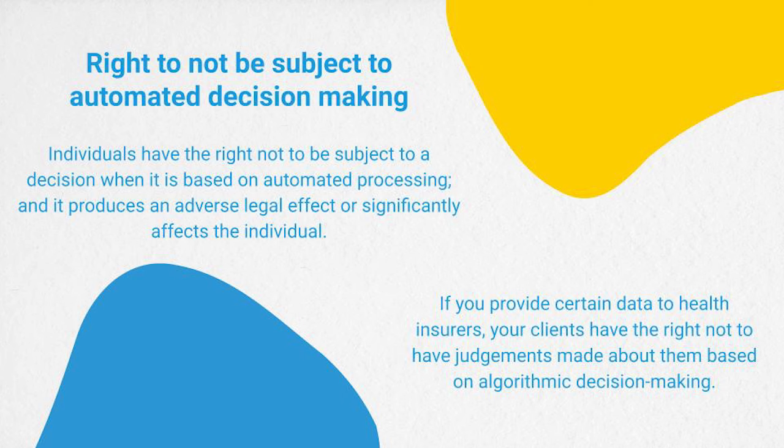The right to not be subject to automated decision-making in Article 22 is relevant if you provide certain types of data to health insurers. Individuals have the right not to be subject to a decision when it's based on automated processing and it produces an adverse legal effect or significantly affects the individual. Your clients have the right not to have judgments made about them based on algorithmic decision making.